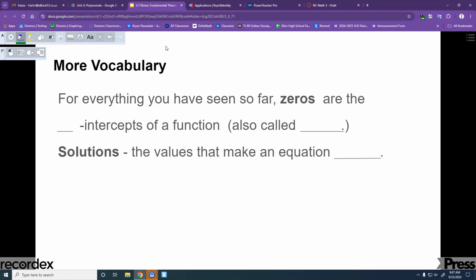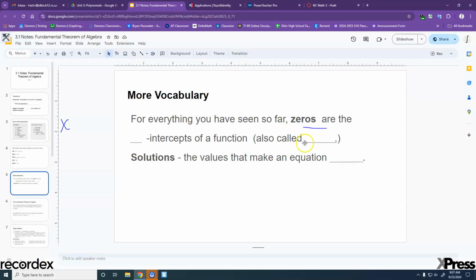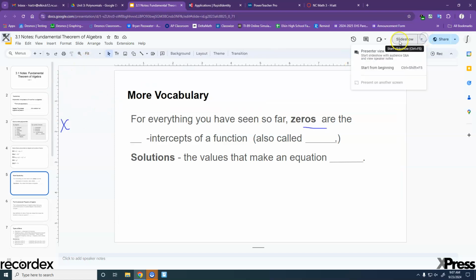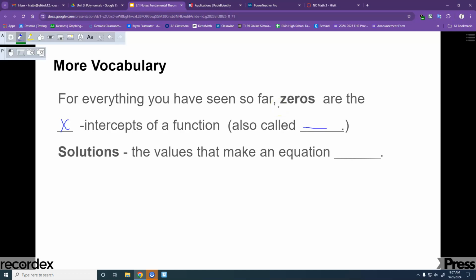So, a little bit more vocabulary. For everything we have seen so far, we have talked about zeros. And the zeros we have talked about so far have been the x-intercepts of a function. Also, sometimes called the, I think I mean roots right there, but let me see if I did this. Hold on. Let me see. Look at this trick right there. I do this to help myself remember. Also called roots.